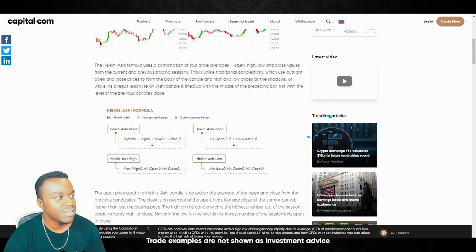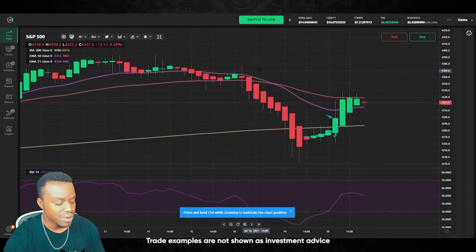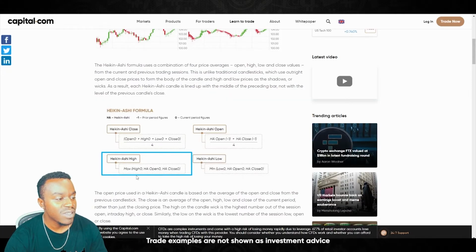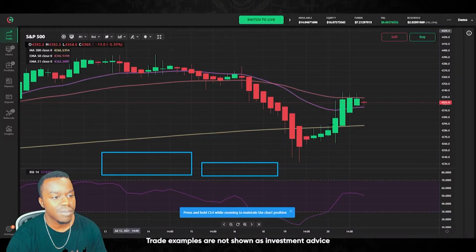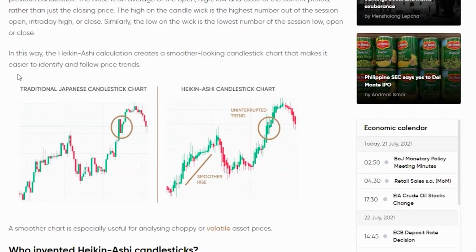And then to get the high, such as the wick of the candle, as you can see right here and right here, the formula for the top wick uses the high, the open, and the close, and gives you an average of that. And for the bottom wick on the low end, it calculates the low, the previous open, and the previous close to give you that bottom wick.